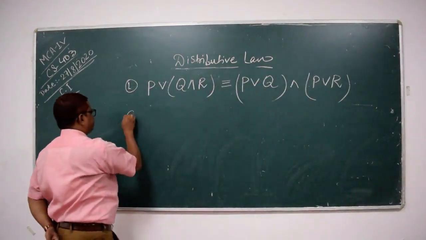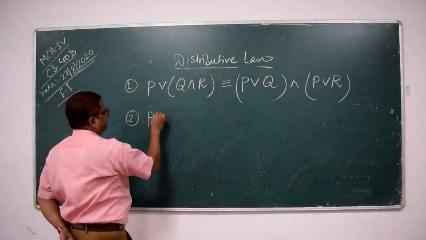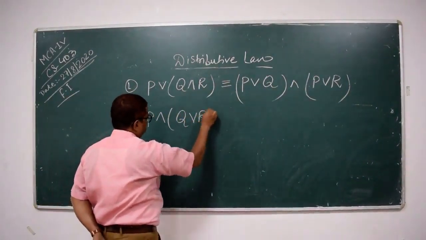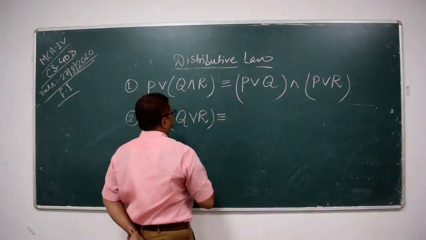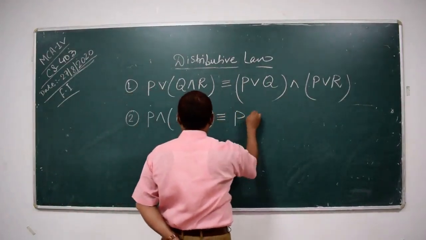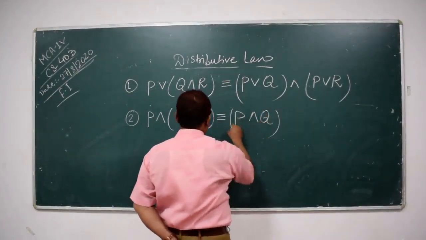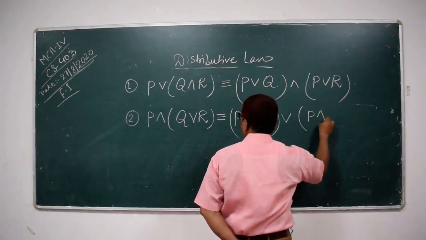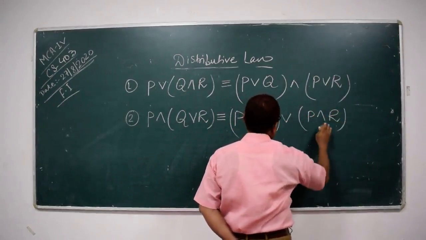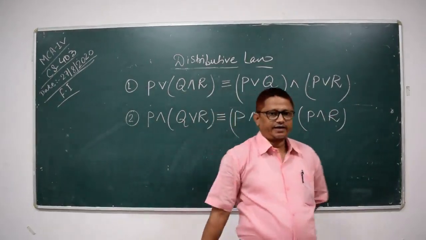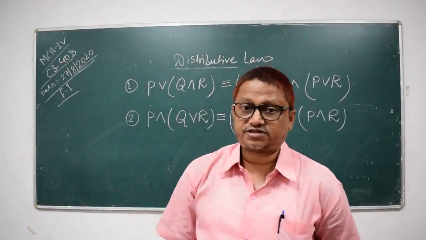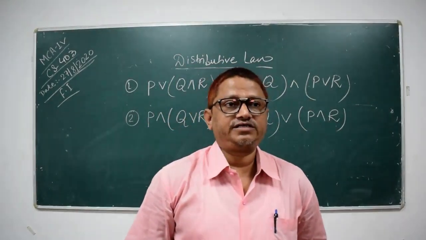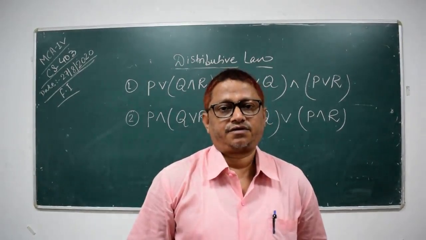The second law of distributive is P and (Q or R) is equivalent to (P and Q) or (P and R). And now come to the next part, how to prove distributive laws 1 and 2. Now we are proving these two laws with the help of a truth table.